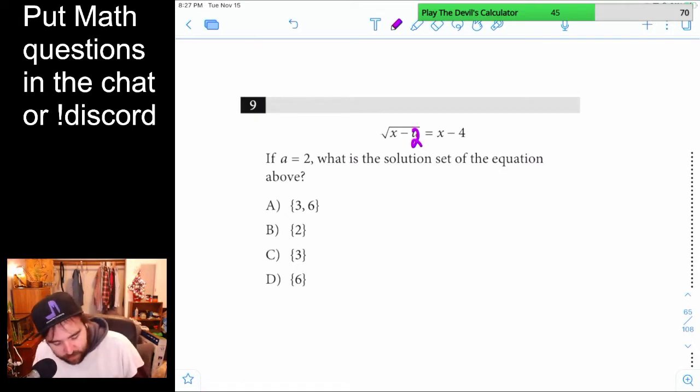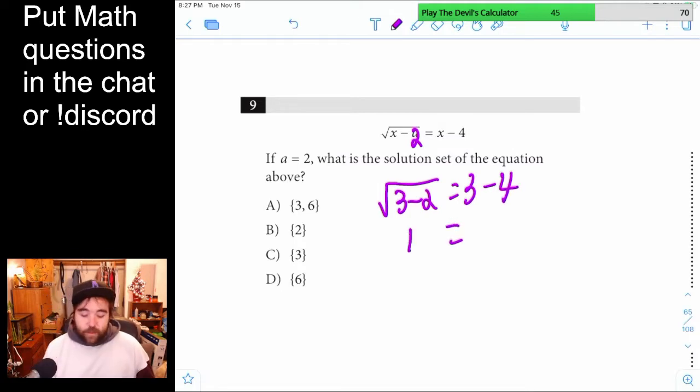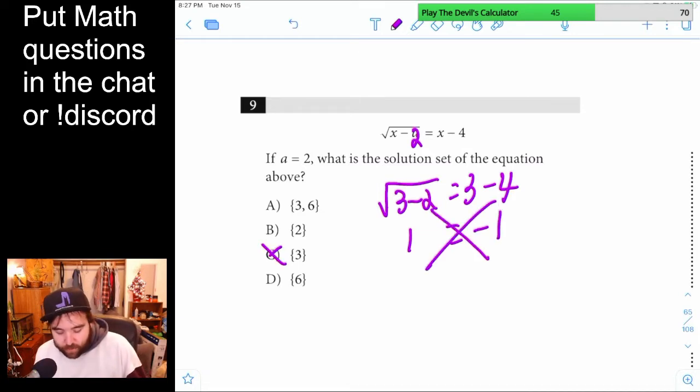So for example, if we plug in 3, you see you get this. And you might think that works for a second, but 3 minus 2, the square root of 1 is just 1. But 3 minus 4 is negative 1. So that's no good. 3 does not work. So that lets us cross out that. And then that nearly just guarantees us that it's going to be 6.